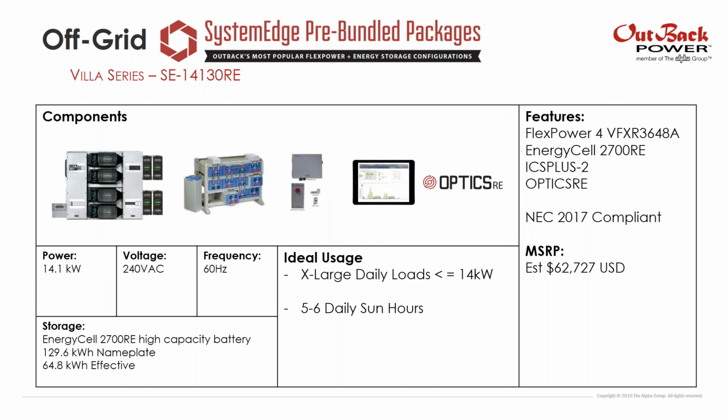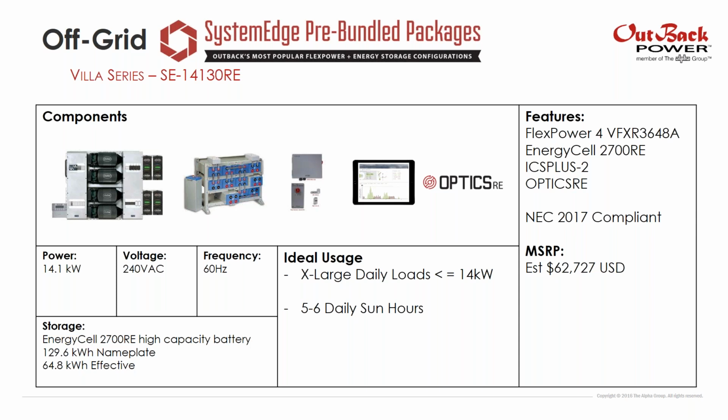SE-14130RE. The 14 means it's a 14 kilowatt power system, actually 14.4 kW. The 130 is the size of the battery in amp hours at 100% nameplate. So this is a 130 kilowatt hour battery at 50% depth of discharge, which is our recommended depth of discharge for off-grid systems. You get just shy of 65 usable kilowatt hours.